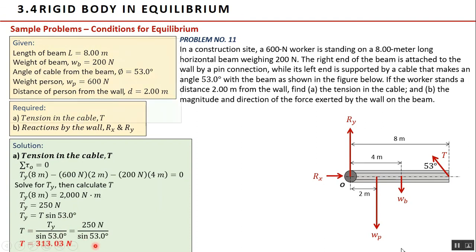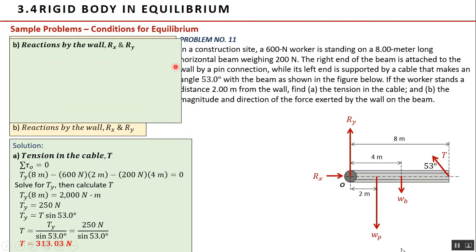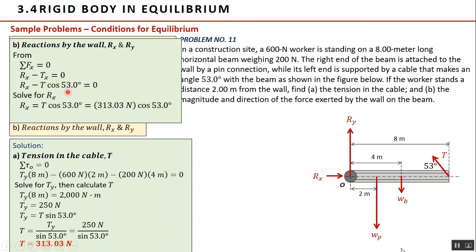313.03 newtons. For letter B, solving for the reactions Rx and Ry, we begin with the summation of forces along the x-axis equals 0. The forces acting on the x-axis are Rx and negative Tx, equals 0. But Tx is T cosine 53 degrees. From here we solve for Rx. So the horizontal reaction exerted by the pin on the beam is 188.39 newtons.